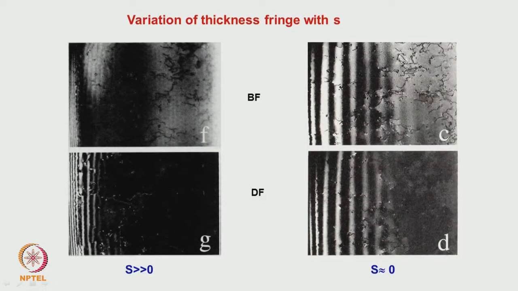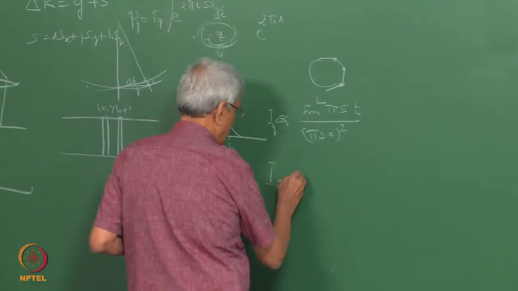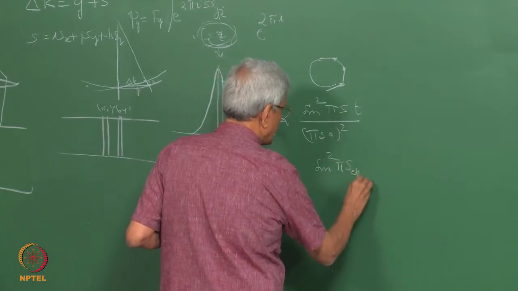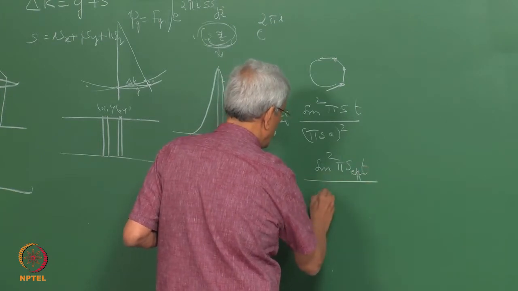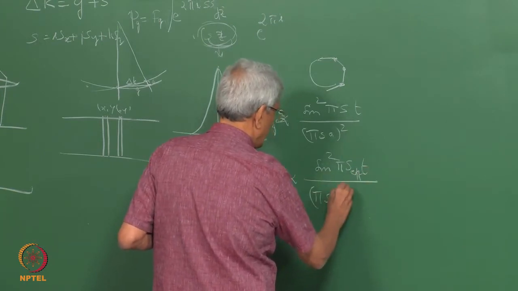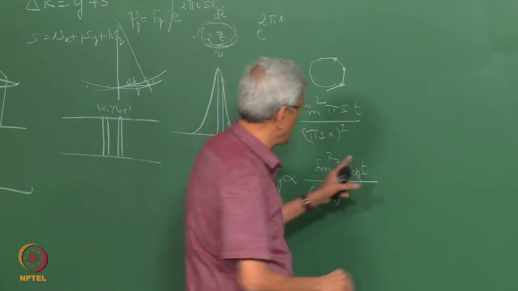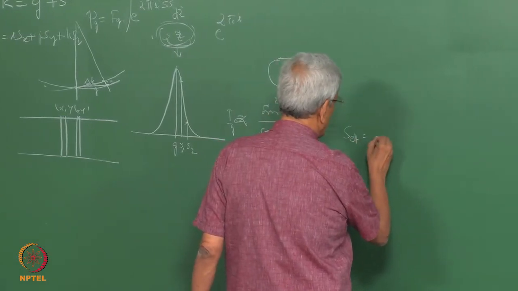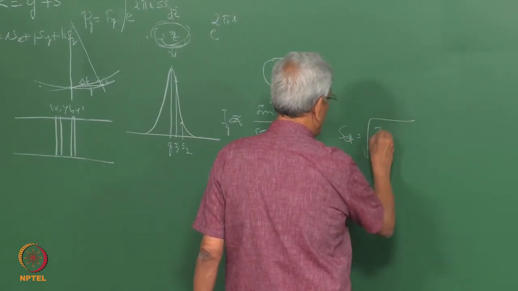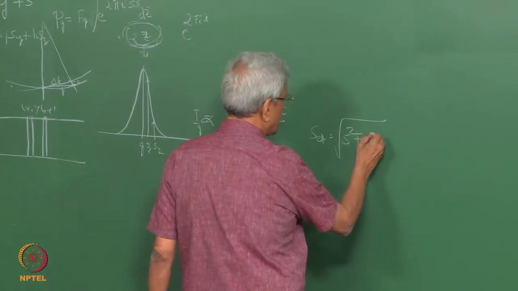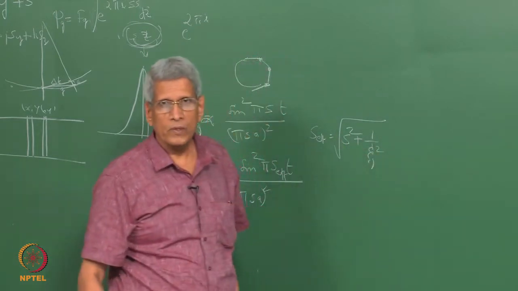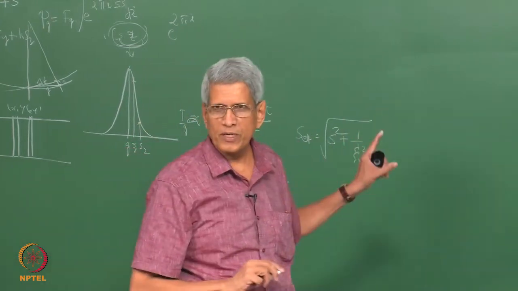Essentially what happens is that the dynamical theory also gives an expression which is equal to sin squared of pi S effective into T divided by pi S into A, the whole squared. It all turns out to be the same. Only thing is that the S is now written as S effective, which equals the root of S squared, the deviation from the Bragg condition, plus 1 by psi g squared. This we will come to, how this expression is derived.